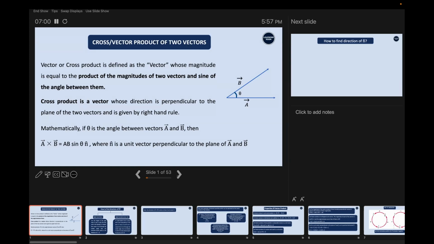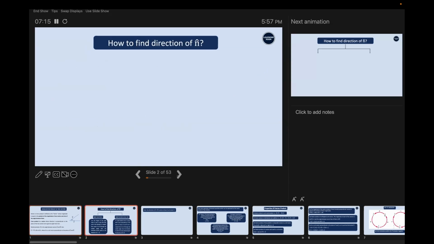Now the next point is I told you that when you do the cross product between the given vectors, how is the output going to be? It's going to be a vector quantity, right? And who is deciding the direction of that vector quantity? It is this n cap. Now the next question that we are supposed to ask is how to find the direction of this n cap.